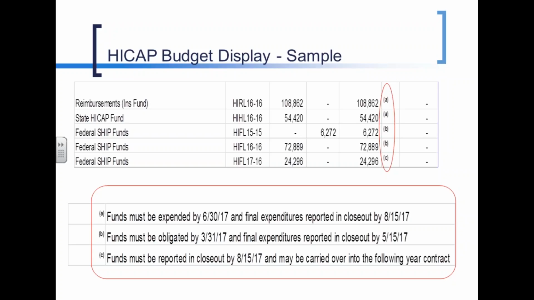The last item is item C, which is the last item on the display. Those are the new funds. Those are the funds that have become available with the new grant on April 1st, 2017. Those funds must be reported in the closeout on August 15th, and those funds may be carried over into the next contract. And that's the budget displays for HICAP, and that's kind of what we were going to talk about.